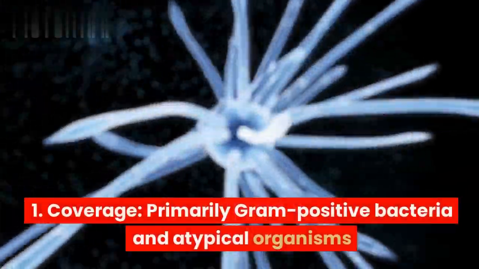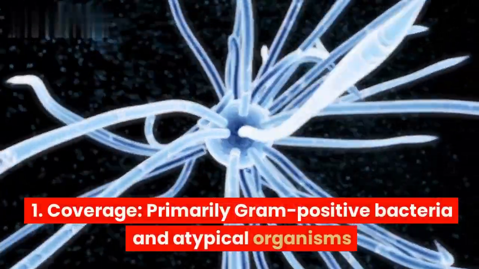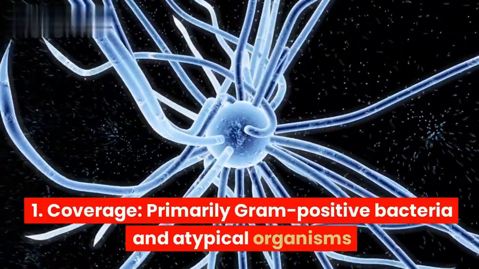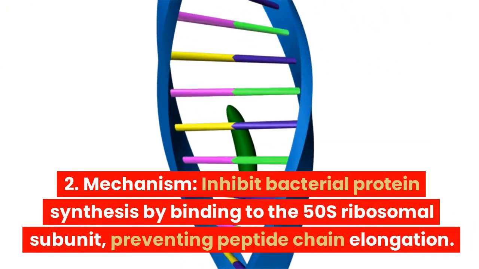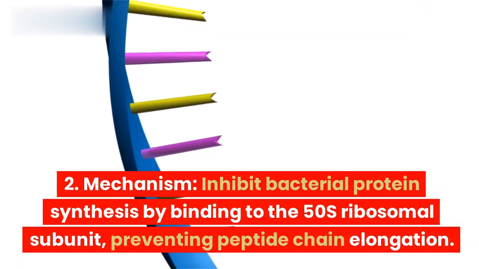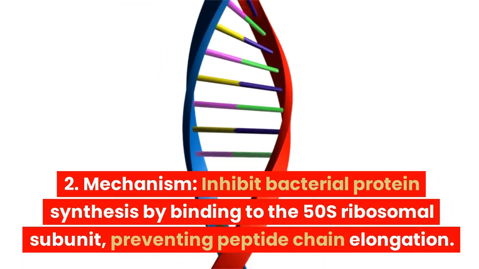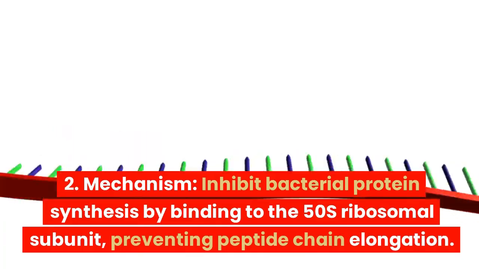Erythromycins, macrolides. 1. Coverage, primarily gram-positive bacteria and atypical organisms. 2. Mechanism, inhibit bacterial protein synthesis by binding to the 50S ribosomal subunit, preventing peptide chain elongation.